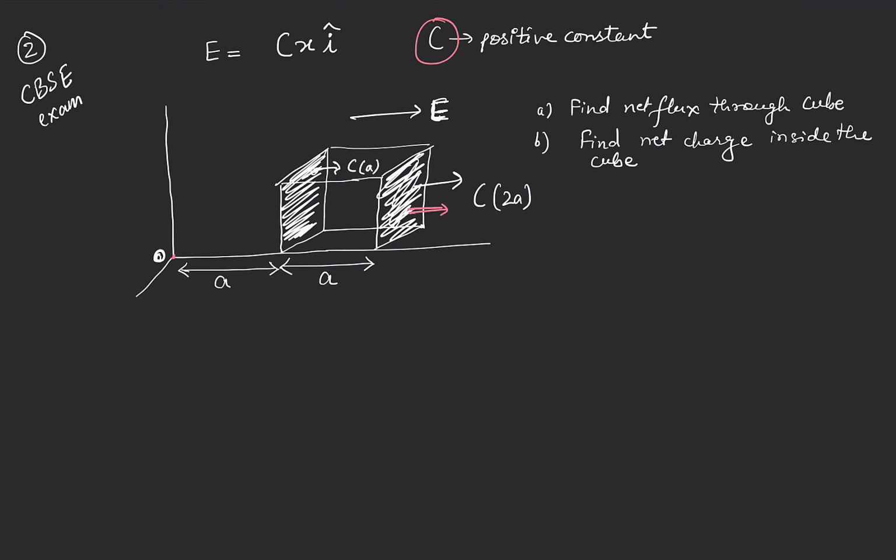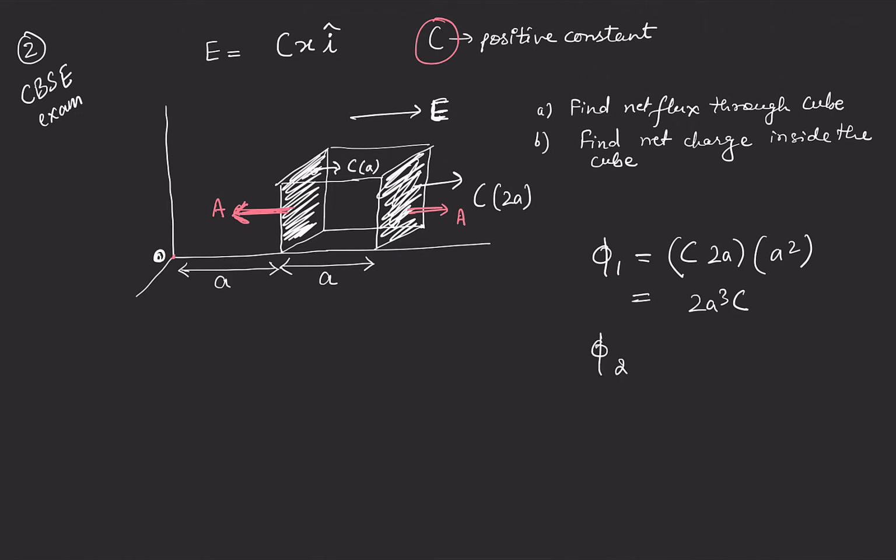For this, the area vector is in the right direction. For this plane, the area vector is in the left direction. So the area vector is basically normal and perpendicular outside the surface. So flux through surface 1 would be, now it should be very easy, c times 2a, which is the electric field, into the area, a squared. So this would be 2a cube c, and it would be positive since A and E are in the same direction, and cos 0 is 1.